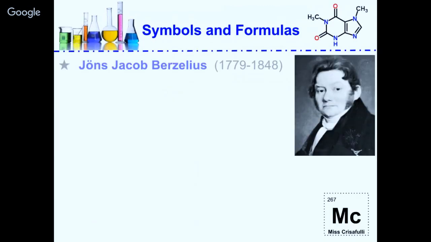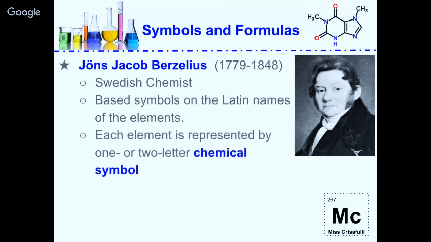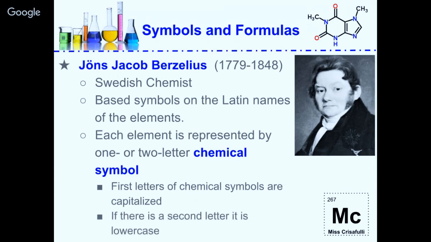It was not until 1779 to 1848 that Jöns Jacob Berzelius came around. He was a Swedish chemist, and he based the symbols for the elements on the Latin names that those elements have. Each element is represented by a 1 or 2 letter chemical symbol. The first letter of the chemical symbol is capitalized, and if there is a second letter, it is lowercase.